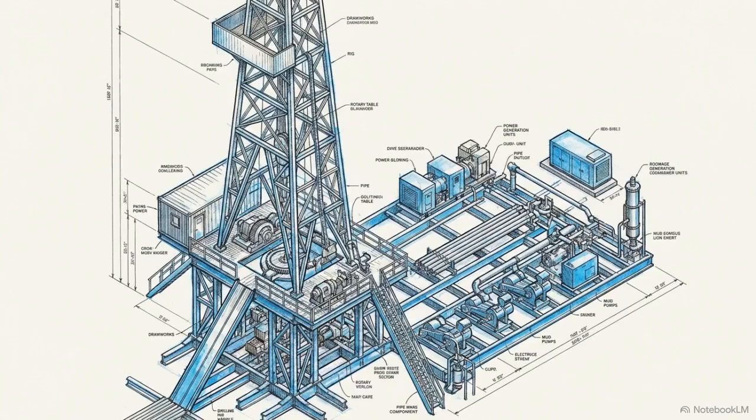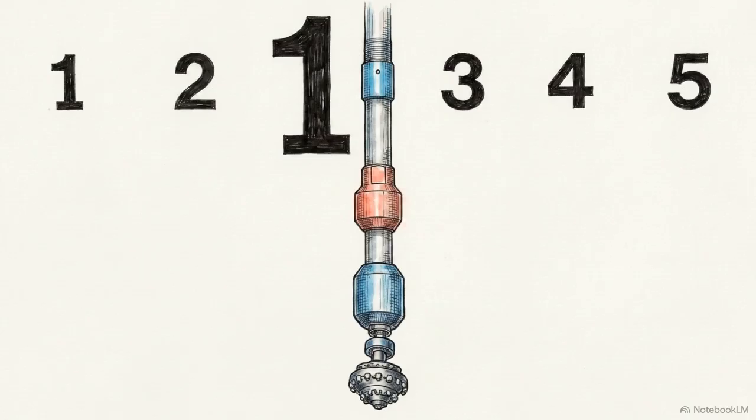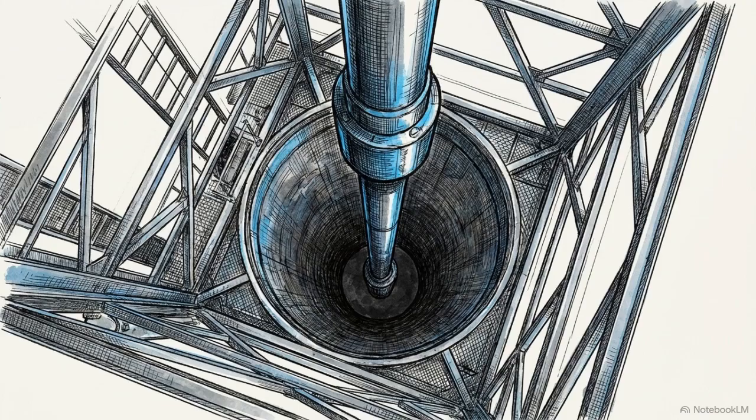To understand how this equilibrium is achieved, we will construct a rig from first principles. We have to solve 5 escalating physical problems, starting with the sheer mass of the drill string. The first constraint is gravity.